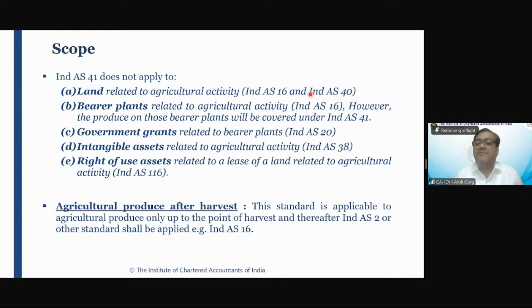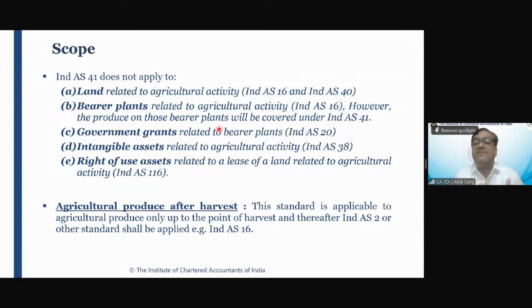Bearer plants. What is meant by bearer plants? Bearer plants are those plants, those trees, which give agriculture produce for more than 1 year, right? So bearer plants are covered under Ind AS 16. For example, apple, coconut, tea, coffee trees. These are bearer plants because they provide agriculture produce for more than 1 year, and hence they are known as bearer plants. Bearer plants are covered under Ind AS 16. They are not covered under Ind AS 41, right?